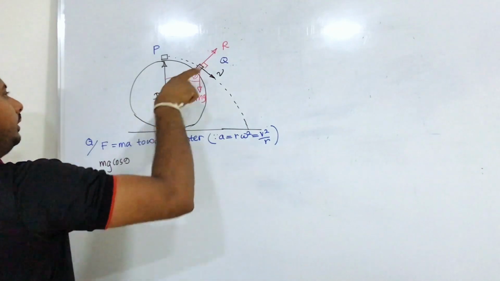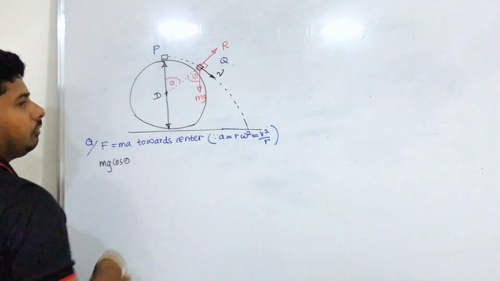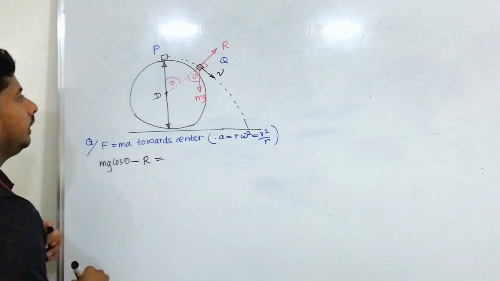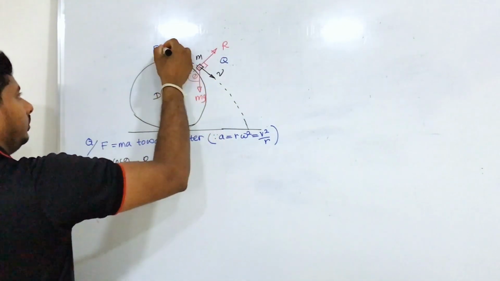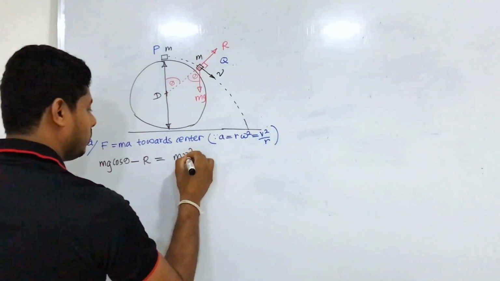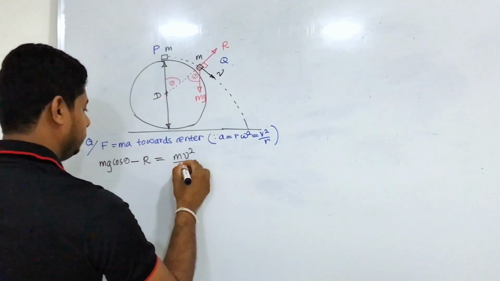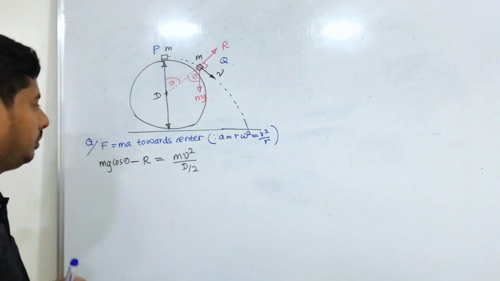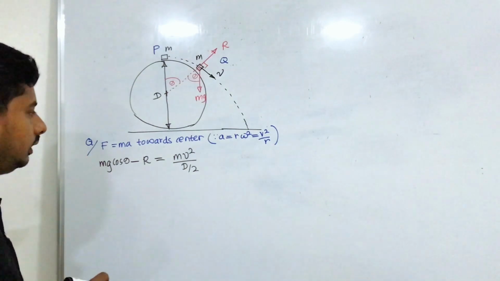And you know that R force is also acting on this bead, and it is acting away from the center. So you have to put it minus. That is equal to, so we have assumed that velocity is v, and we will say mass is m, right? Assume mass is m, is equal to m v squared over r. So the radius of this one will be d over 2 now. So this is our first expression, by applying F equals m a, right?